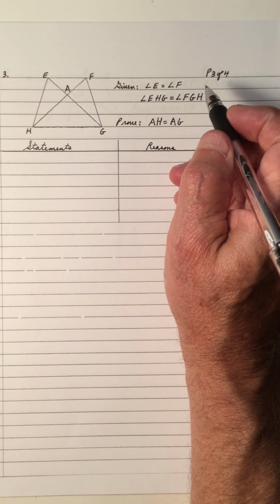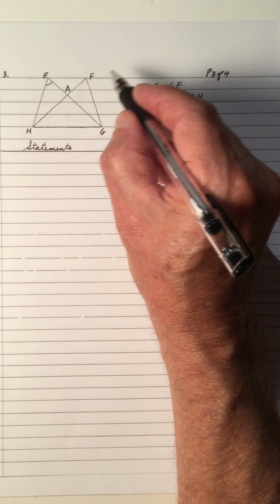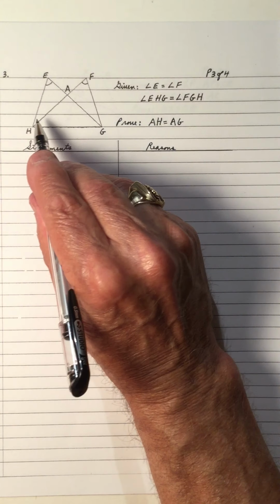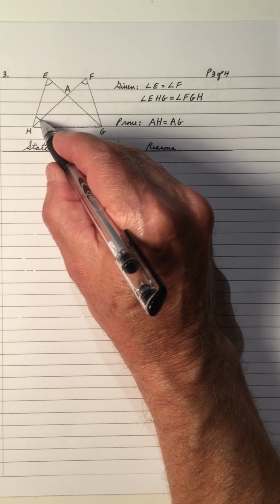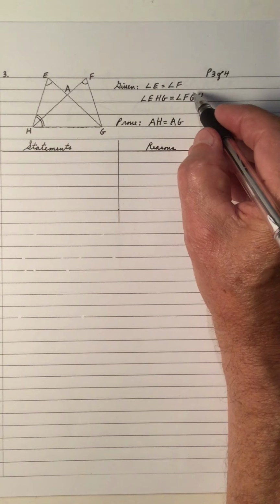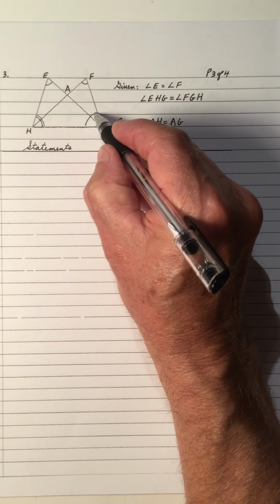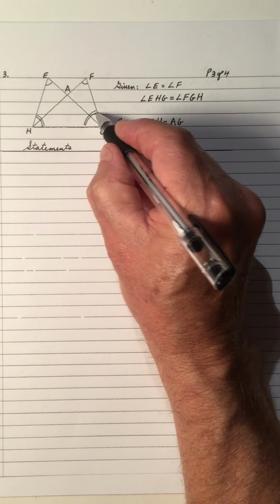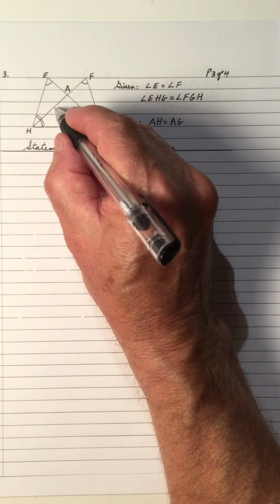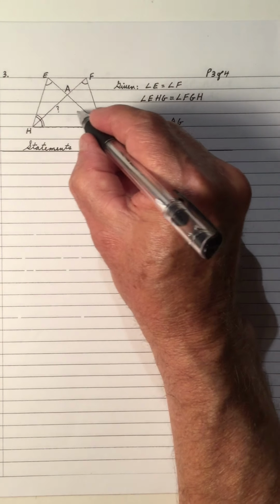Now, let's see what we have here. We have given angle E is equal to angle F. And angle EHG, angle EHG is this one, is equal to FGH, which is this one. That's the big angle. I have it marked with double strokes. And it says prove that AH is equal to AG.